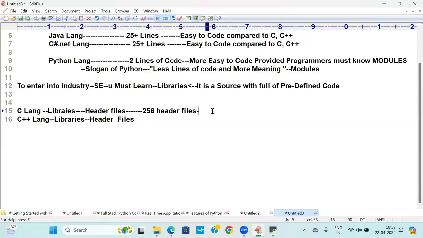256 header files. How many header files did your teacher teach? My teacher taught me stdio.h, conio.h, math.h, string.h. These are the 4 header files only, they said. 256 minus 4 only, they said. How many don't you know? 252 you don't know. What is your percentage of subject knowledge? 4 by 256 into 100%. That is your percentage of subject knowledge. It is in the form of 0.000 or not. Will you get the job? A 100% job will not come.